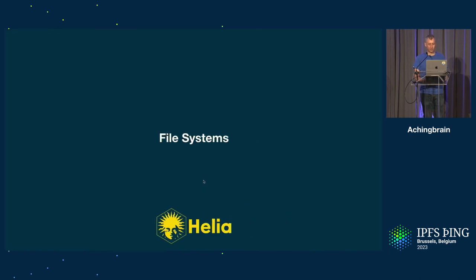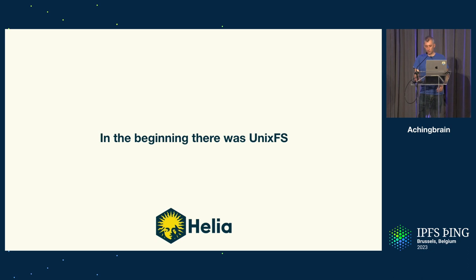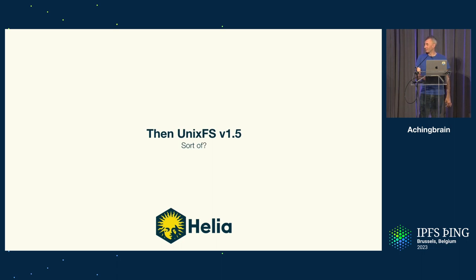Okay. Great demos. Right, file systems. Because that's what we're here for. This is IPFS after all. So in the beginning, there was UnixFS. Then there was UnixFS 1.5. I mean, sort of. Has it landed in Kubo yet? I'm not sure. I haven't checked the issue for a while. I don't think it has. UnixFS v2? Is that a thing? No, don't ask. I don't want to talk about it.